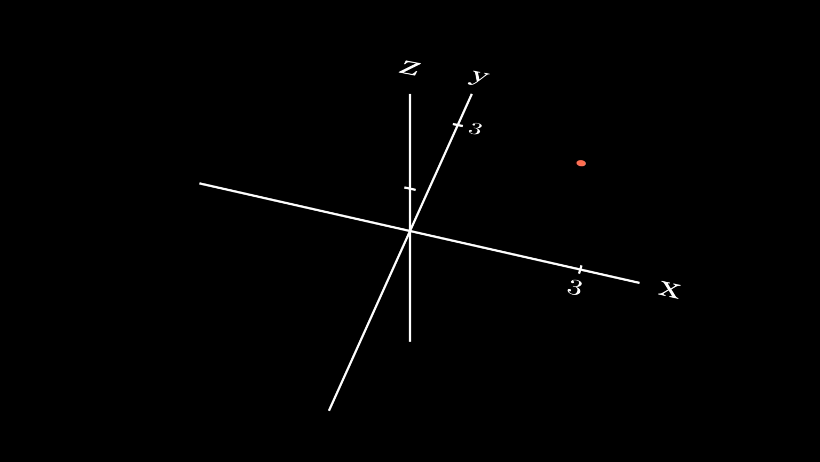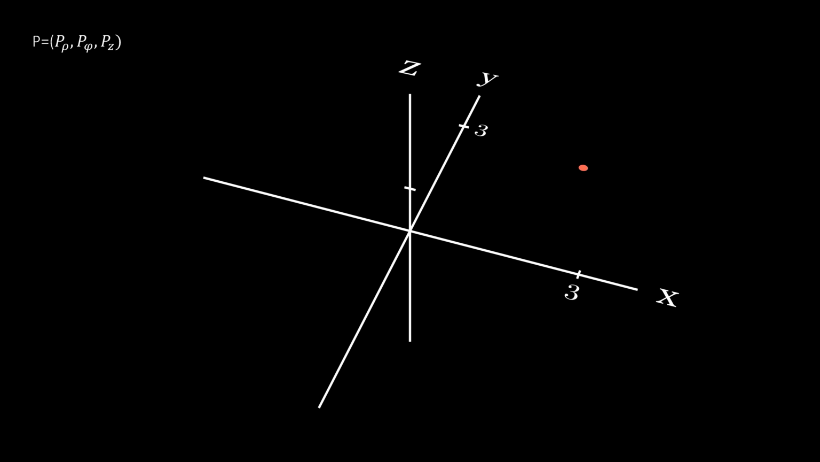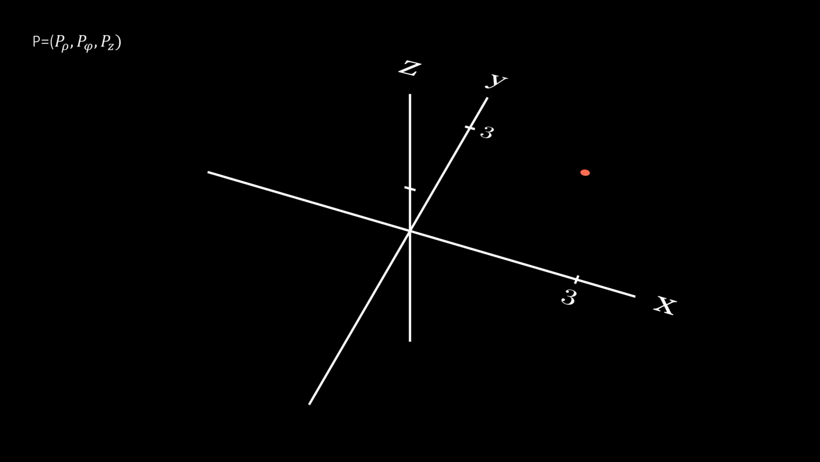Vector transformation from cylindrical to Cartesian system. First, let's take a look at a point in cylindrical system. A point P has three components, ρ, phi, and z.